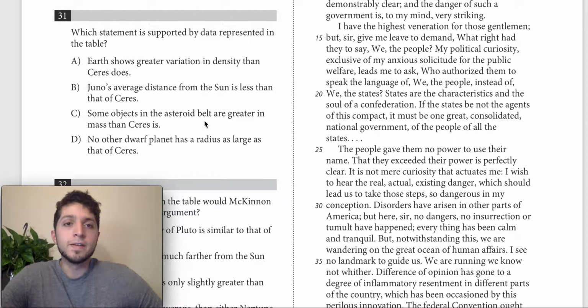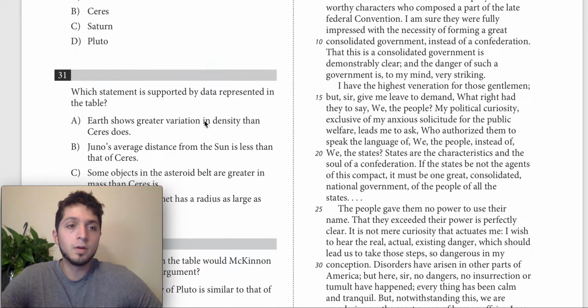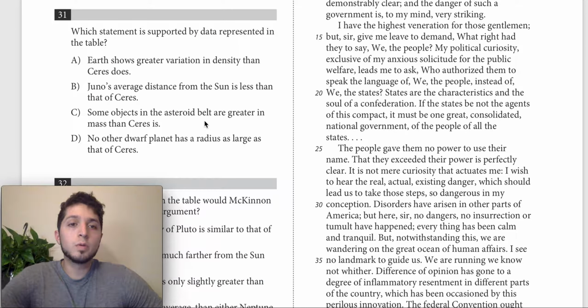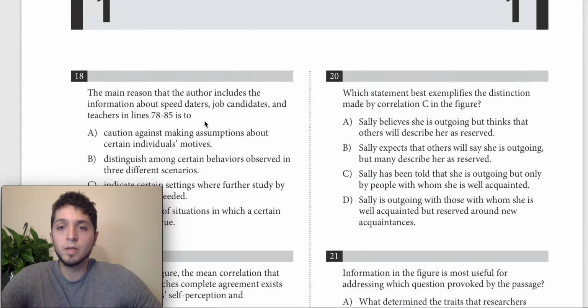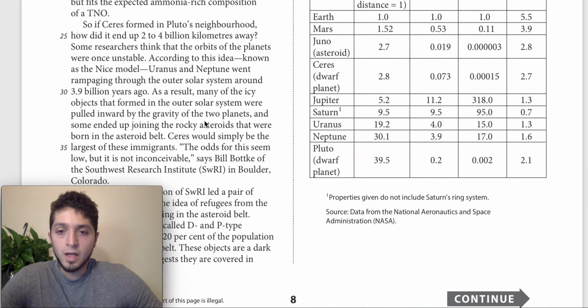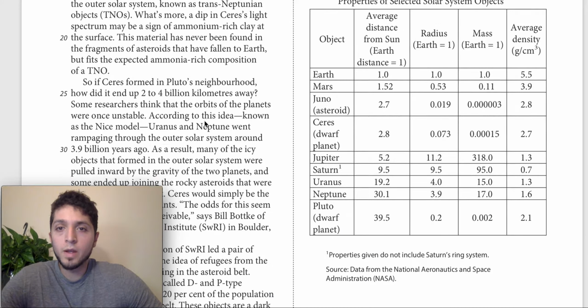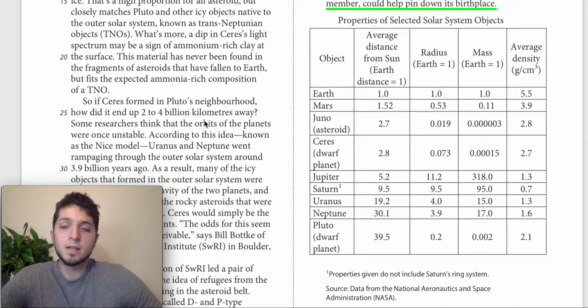Number 9. This is the QAS test from April 2017. Question 31 says, which statement is supported by data represented in the table? So here's what we need to do. We should probably go back to the table to begin with. What we want to do is look for what is going on in this table, just get a basic layout of what the graph and the table is measuring, and then we can go back to 31 to answer it.